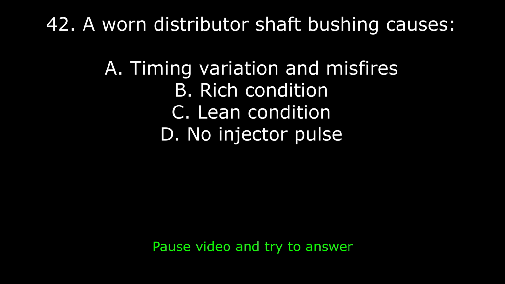42. A worn distributor shaft bushing causes: A. Timing variation and misfires, B. Rich condition, C. Lean condition, D. No injector pulse. Answer: A. Timing variation and misfires. Explanation: shaft wobble alters rotor alignment and spark timing.